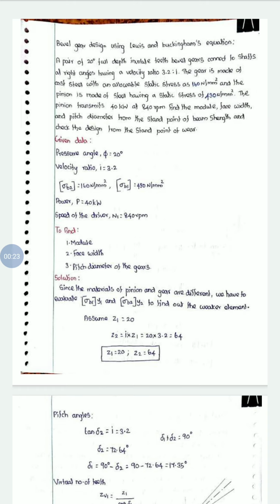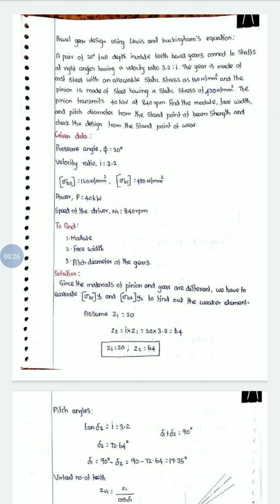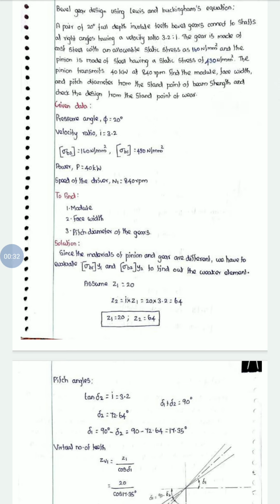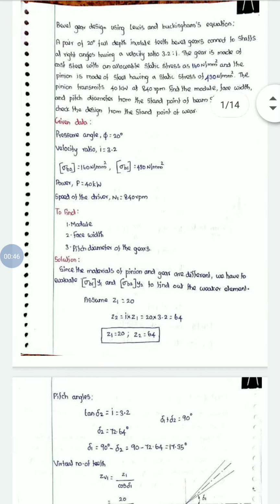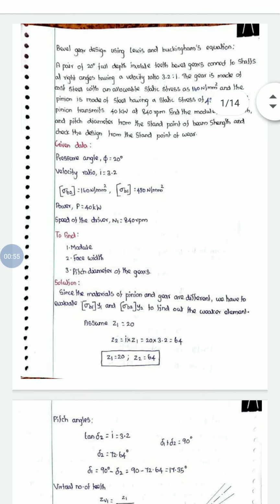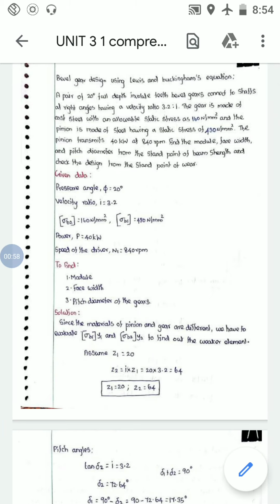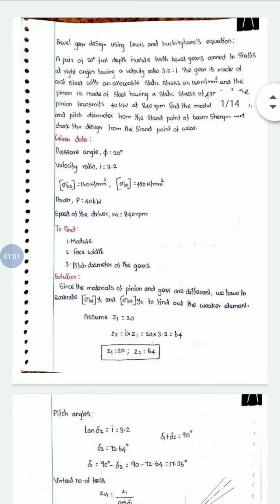A pair of 20 degree full depth involute tooth bevel gears connected to shafts at right angles, having a velocity ratio of 3.2:1. So I is equal to 3.2:1. We can say I is the velocity ratio, transmission ratio or speed ratio. The gear is made of cast steel with allowable static stress of 160 N/mm², and the pinion is made of steel having a static stress of 430 N/mm². The pinion transmits a power of 40 kilowatt at 840 rpm.